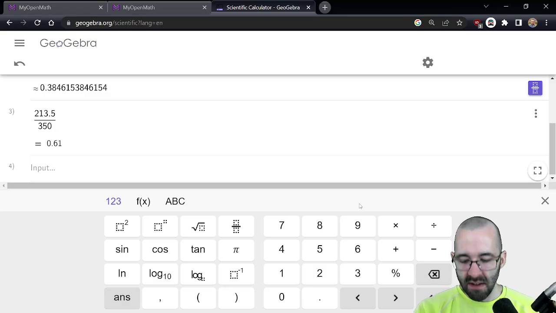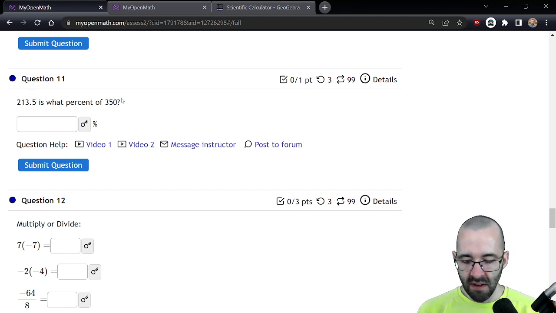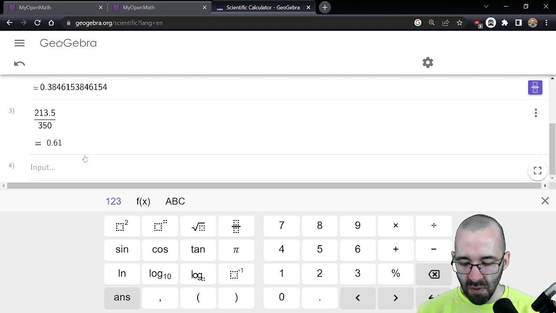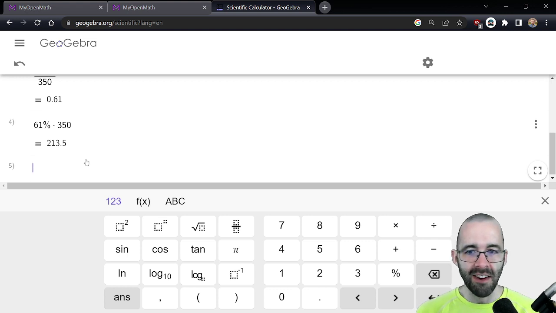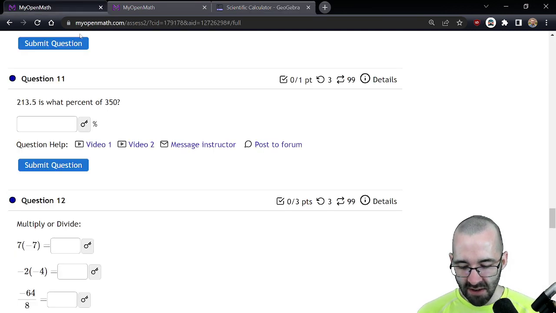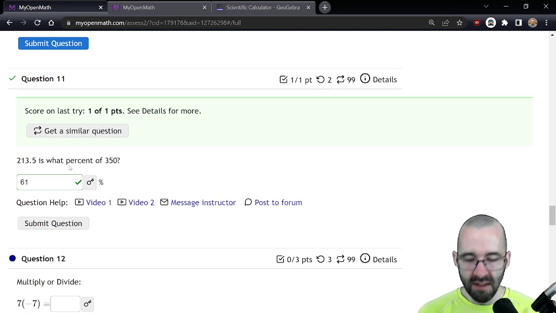Another way of saying that is 213.5 is 61% of 350. We can check our answer another way. 61% of 350. Hey, there it is, 213.5. 61, we already have a percent right there. We're good to go.